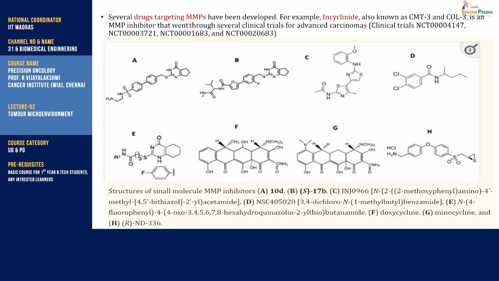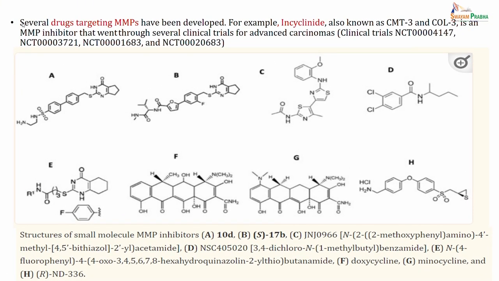The structures of several small molecule inhibitors are shown in this slide. Molecule A is called 10D, B is S17B, C is JNJ0966, D is NSC405020, E is doxycycline, G is minocycline, and H is ND336. So these are the structures of some of the small MMP inhibitors which are found to be clinically very promising.